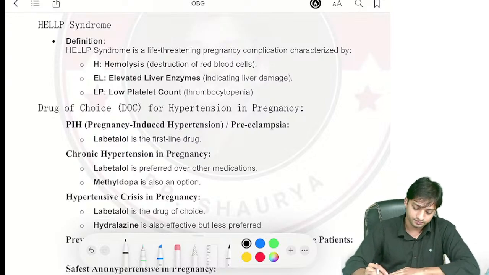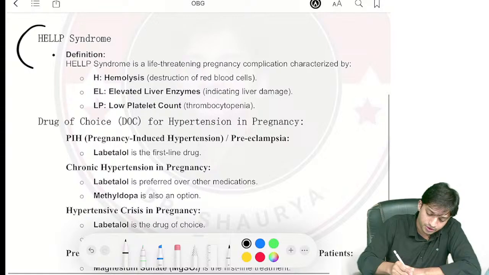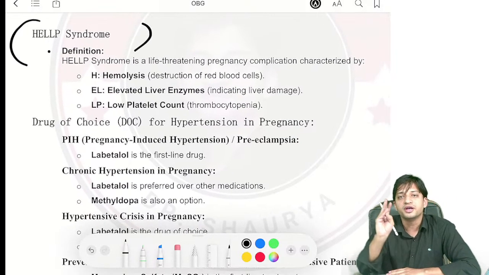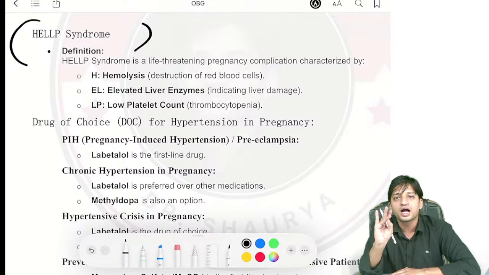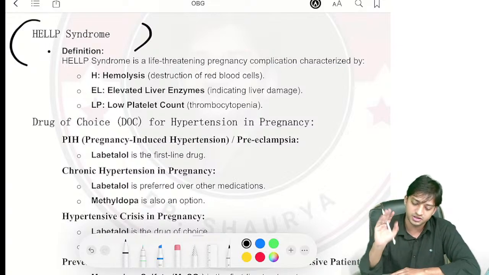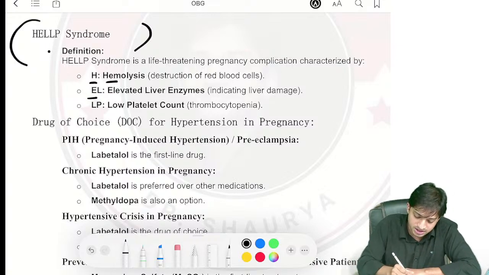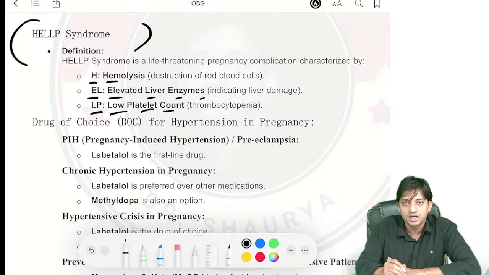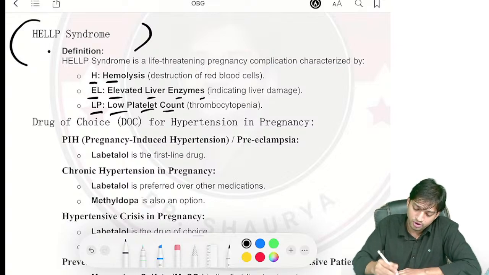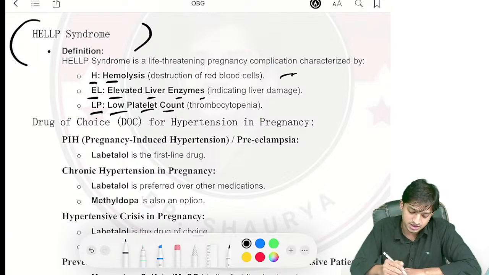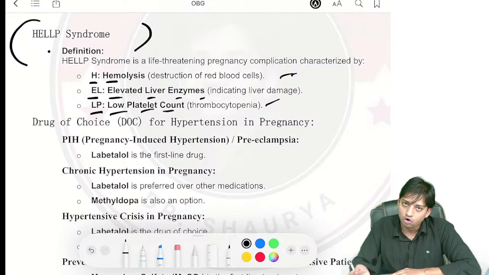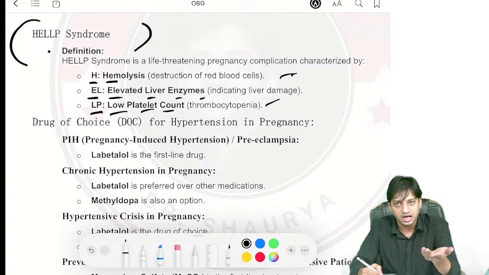Sunil. Coming here to HELLP syndrome. In HELLP syndrome, what will you find? The name itself signifies the syndrome. In HELLP syndrome, H is for hemolysis, EL is elevated liver enzymes, LP is low platelet count. Done. Now, hemolysis is the destruction of the red blood cells. EL is elevated liver enzymes, indicating liver damage, right? Low platelet count, you already know, thrombocytopenia is the other name for it.